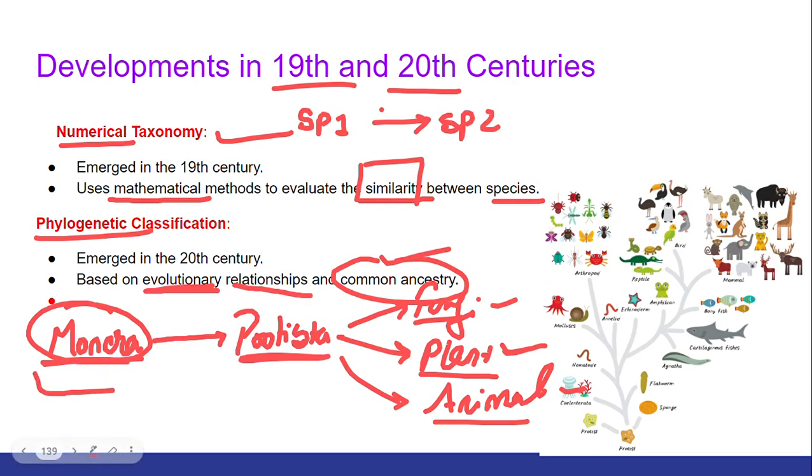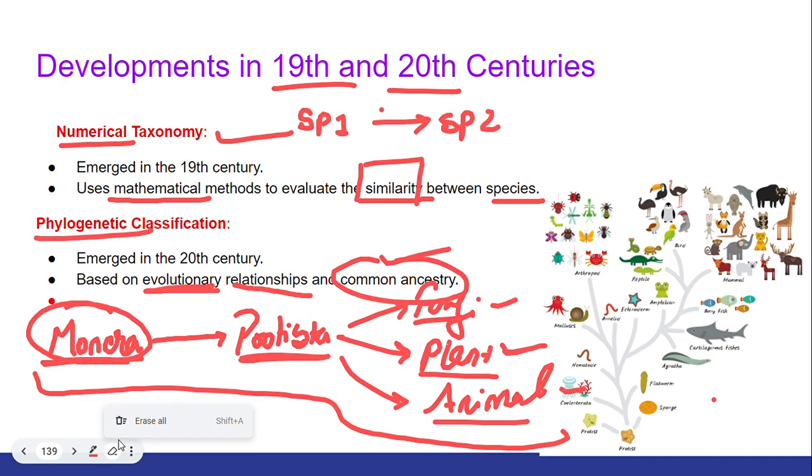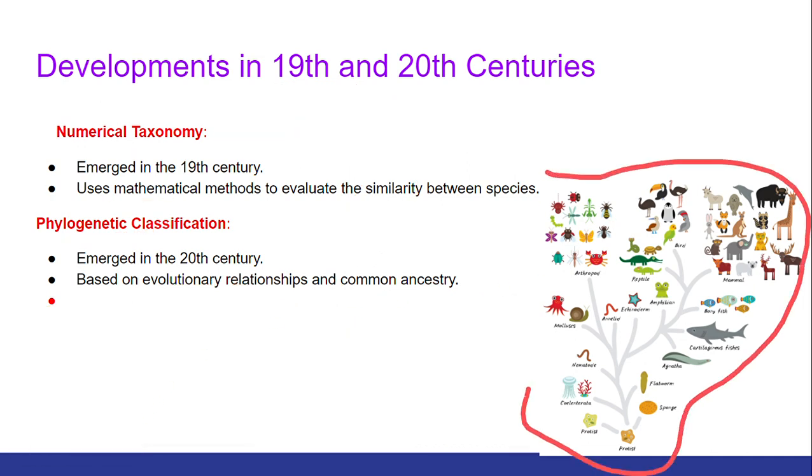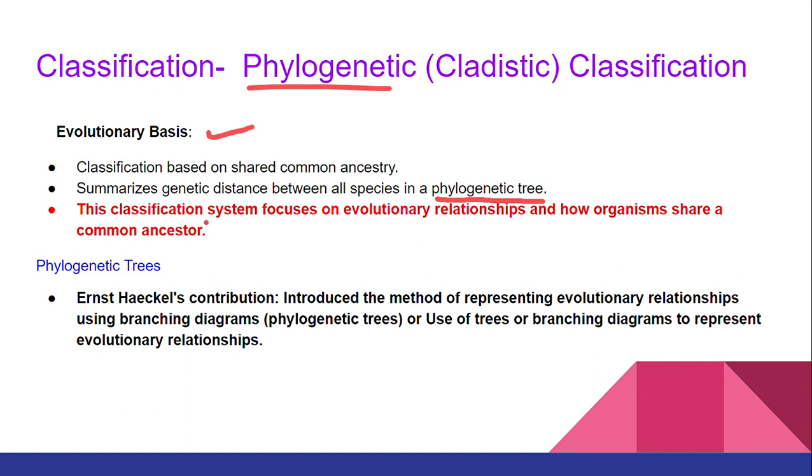So here if you see this diagram, class, let me erase all. Here you can see this is your phylogenetic tree. How from protist, it is showing protist, fungi, then sponge and all these things are evolved. This is nothing but your evolutionary relationship. It is showing through a tree. Which tree? Phylogenetic tree.